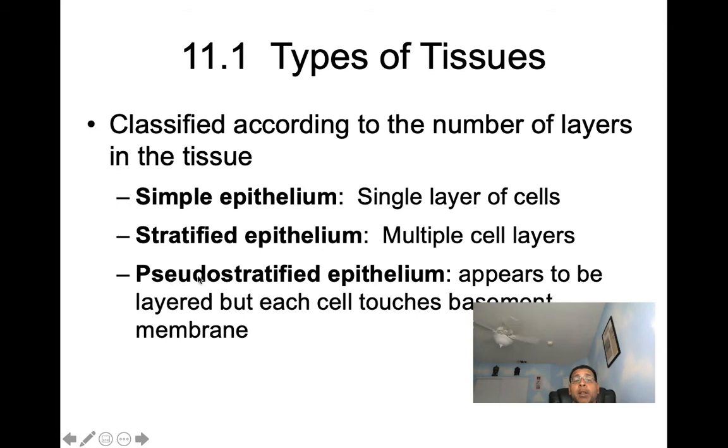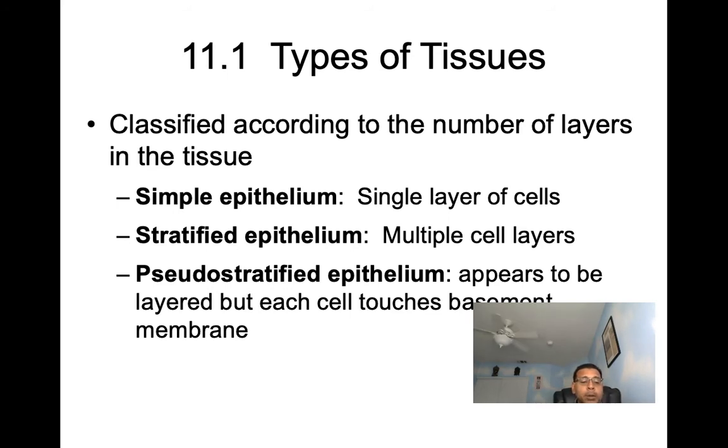If we break down the word pseudostratified, this epithelium appears to be layered, but each cell touches the basement membrane. So this is made up of cells of differing heights. Pseudo means false, so false stratified.